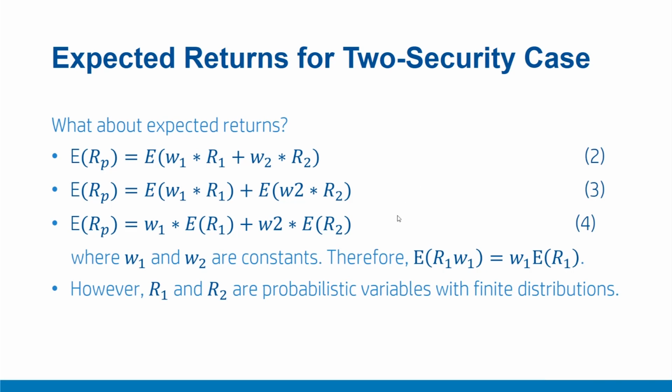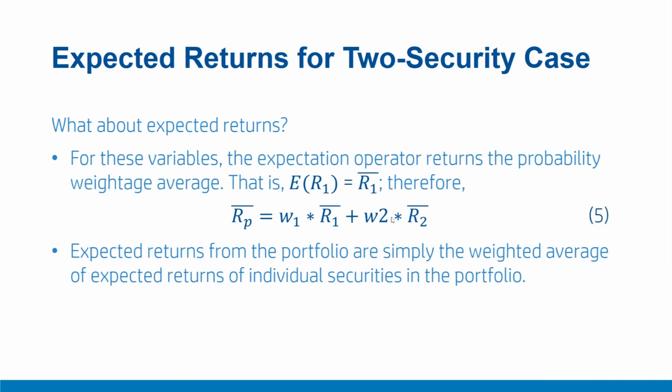Please note here that R1 and R2 are probabilistic random variables with finite distributions. Generally, such distributions are approximated by a normal distribution. And therefore, for these random probabilistic variables which are returns, expectations can be computed. For example, the expected return on security 1, R1, is R1 bar. Similarly, expected return on security 2 is R2 bar. And if the investment weights are known, that is W1 and W2, the expected return on portfolio can be computed as RP bar equal to W1 times R1 bar plus W2 times R2 bar.